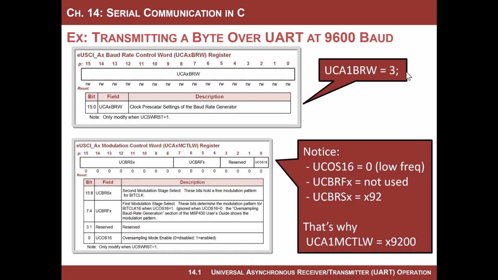Notice that for the prescaler register, the entire register is dedicated to the number, so I can just drop a 3 into this. But the modulation control word has 3 different fields in it. The upper 8 bits are the second stage modulation setting, and that's what we want to drop 92 into. The first stage we're not using, and since the UCOS16 bit is a 0, we can basically clear out these bottom bits. That means I can simply write UCA1MCTLW, I can just put hex 9200 in there, and that'll get me set up the way I want to be.